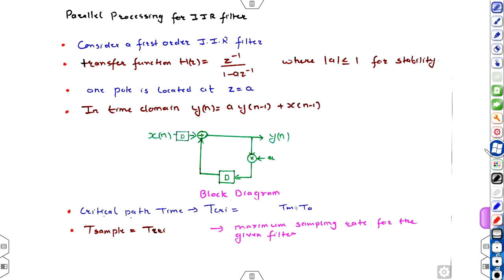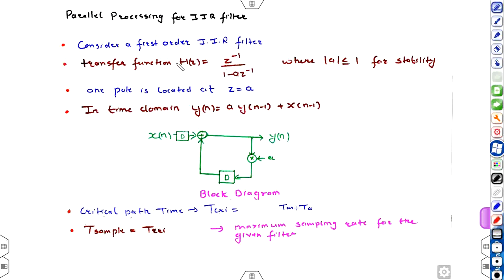Hello everyone. So in this lecture I am going to discuss the techniques that I use for deriving the parallel processed IIR filter structure, and I am going to consider a first order IIR filter given by the transfer function H(z) equal to z inverse divided by 1 minus a z inverse, where the magnitude of a is less than or equal to 1, that is for stability. So this filter has one pole located at z equal to a. You can calculate this easily by equating the denominator to 0.